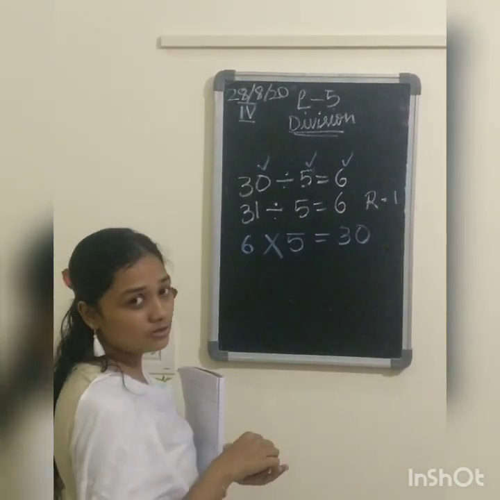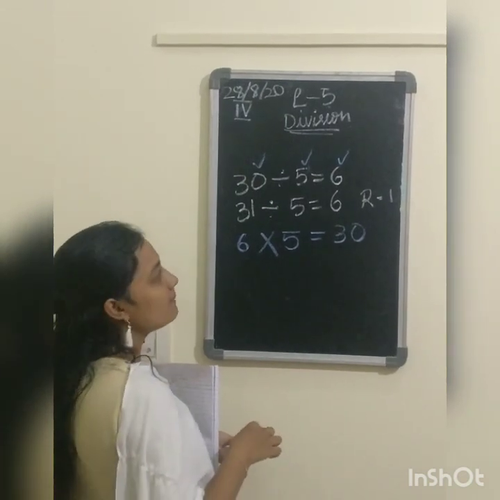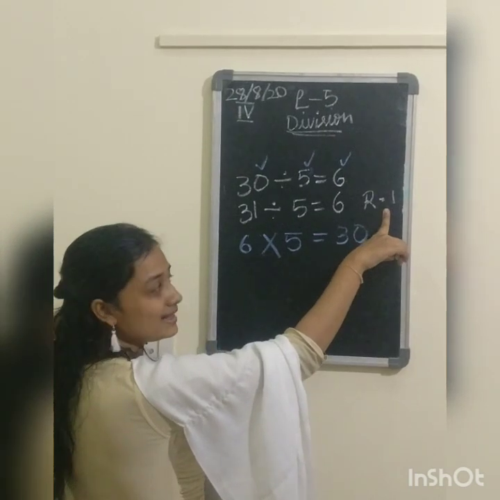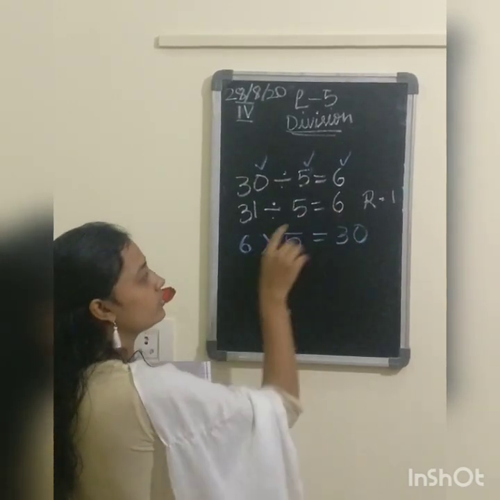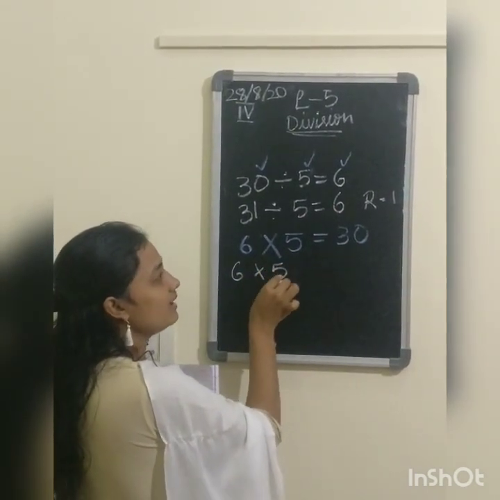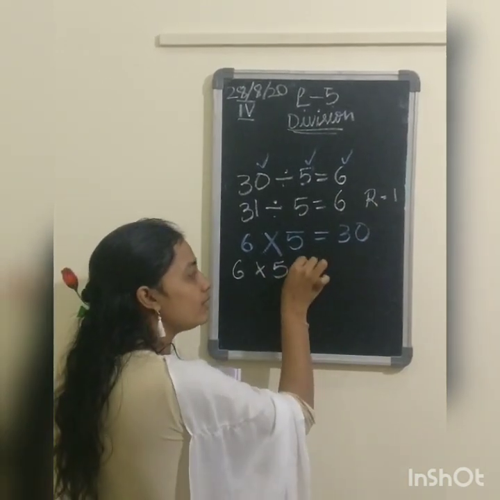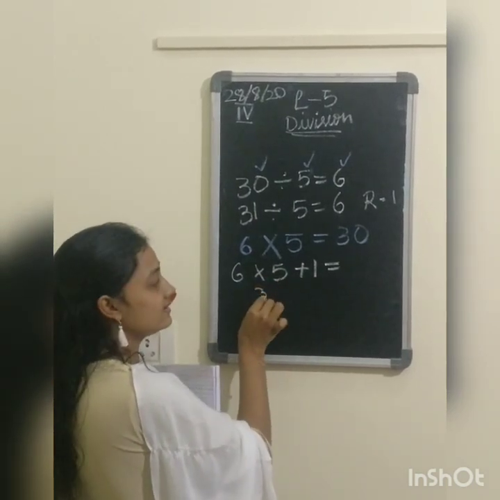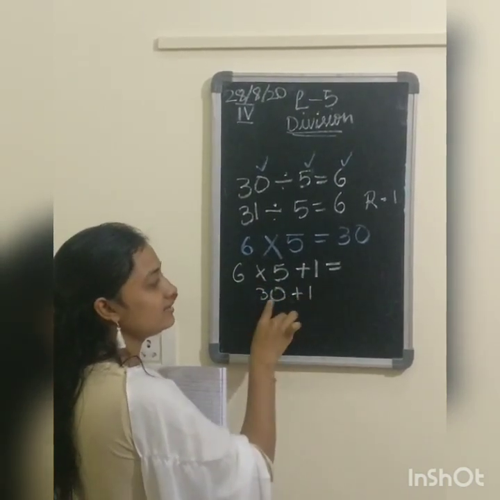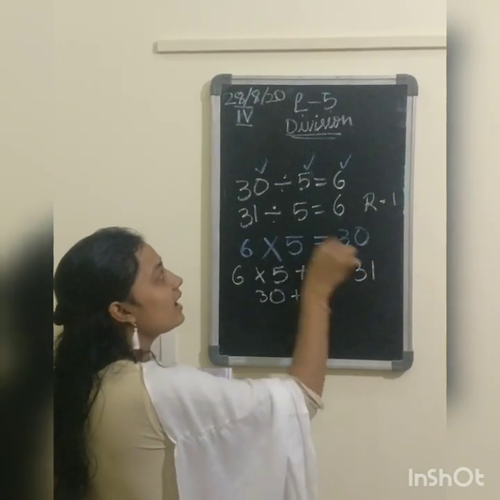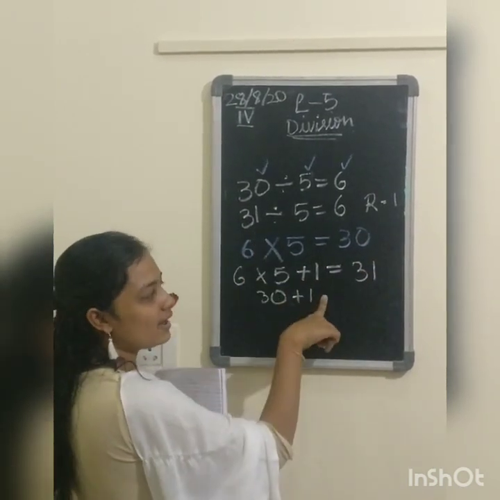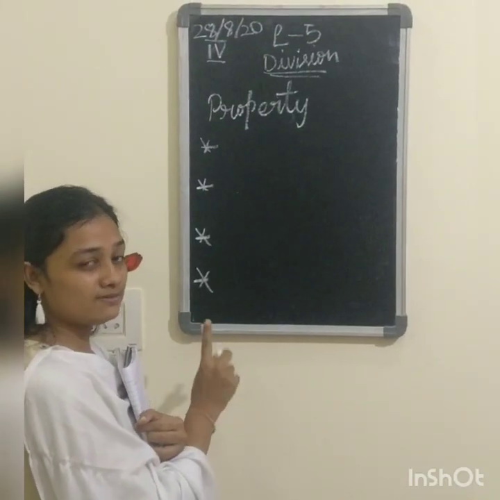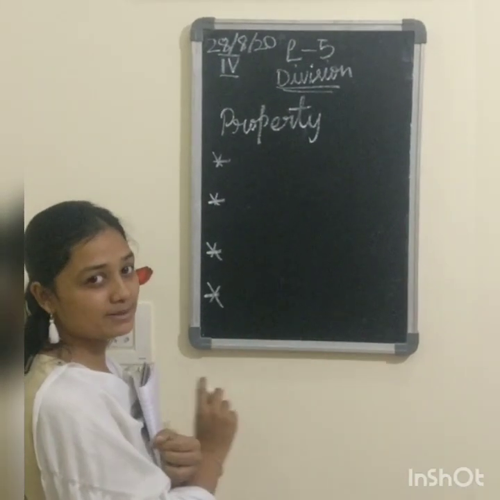I can write this also in multiplication form, but I have one more number here. How to write that? First, same thing. I'm going to write 6 into 5 and my remainder I'm going to add here. And what is the answer I get? 6 5s are 30, and plus 1, 30 plus 1, 31. I got my number back. So this is how I write multiplication form. So now, division form converting to multiplication form.